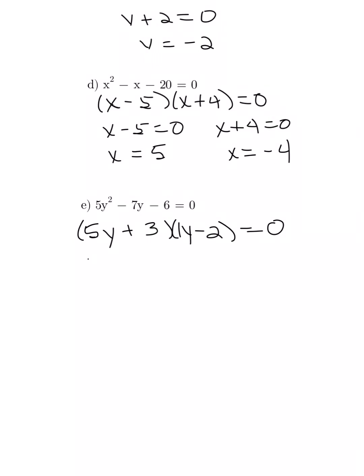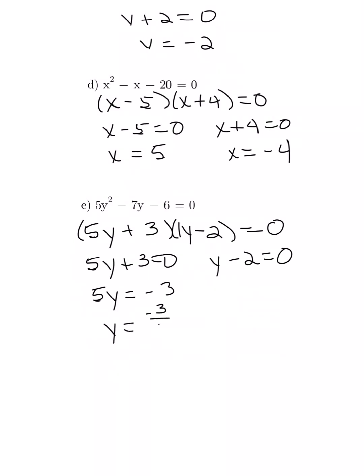Now, set each quantity equal to 0. So 5y plus 3 equals 0. y minus 2 equals 0. On the first quantity, subtract 3. You're going to have 5y equals negative 3. Divide by 5, you get y equals negative 3/5. On your second quantity, add 2, you get y equals 2.